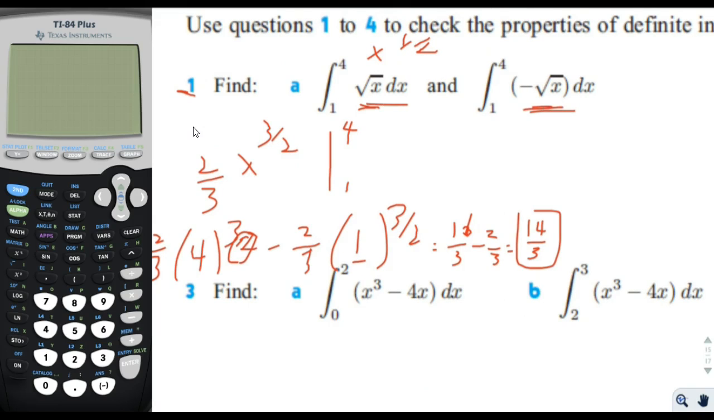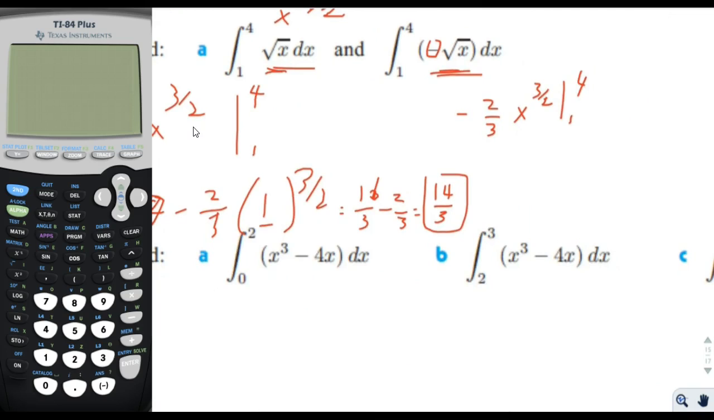The right one is the same thing, except now they have a negative sign in front of it, so the integral function, instead of being 2/3 x to the 3/2, is going to be negative 2/3 x to the 3/2. And it's the same limits of integration, 1 to 4. So now you can see that instead of being 16/3 minus 2/3, it's going to be negative 16/3 minus 2/3, and minus a negative 2/3 is plus 2/3, which is going to give us negative 14/3.